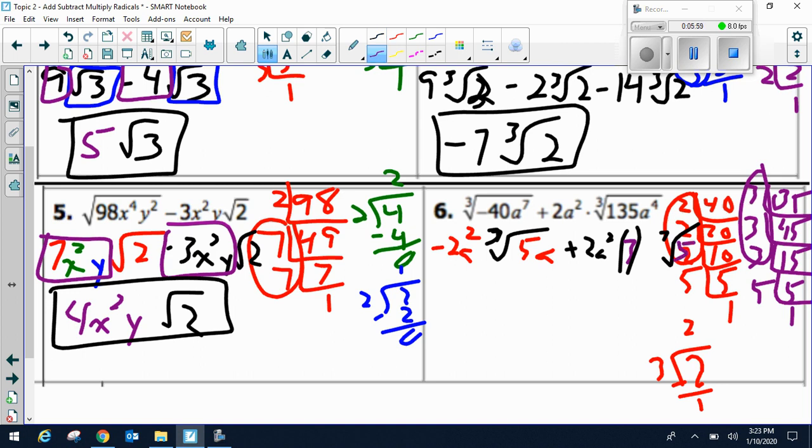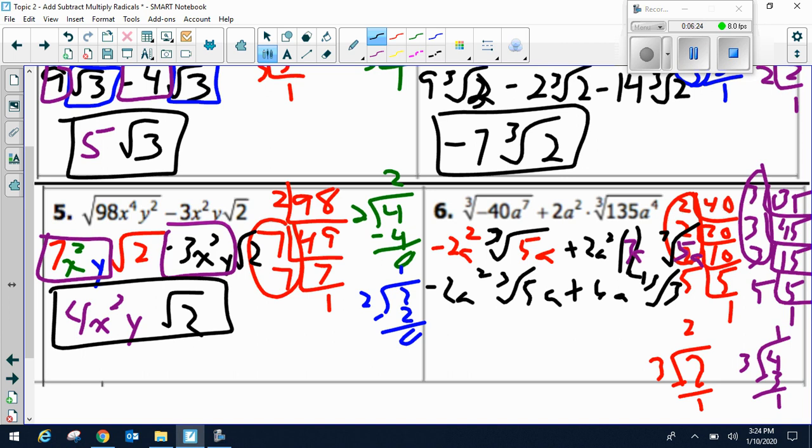Okay, then you got that exponent of 4. When you divide by 3, it's 1 with the remainder of 1. So that means 1A is going to come out, and 1A is going to stay in. All right, so let's go ahead and do this. So you get negative 2A squared, cube root of 5A. When you multiply those, you get 6A to the 4th, cube root of 5A. You got A to the 4th here, you got A squared here. They're not the same, so that is the final answer. There's nothing else you can do.